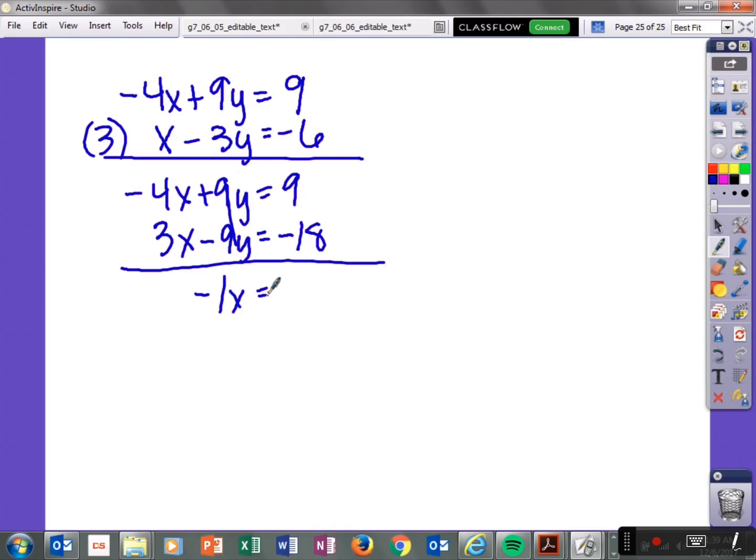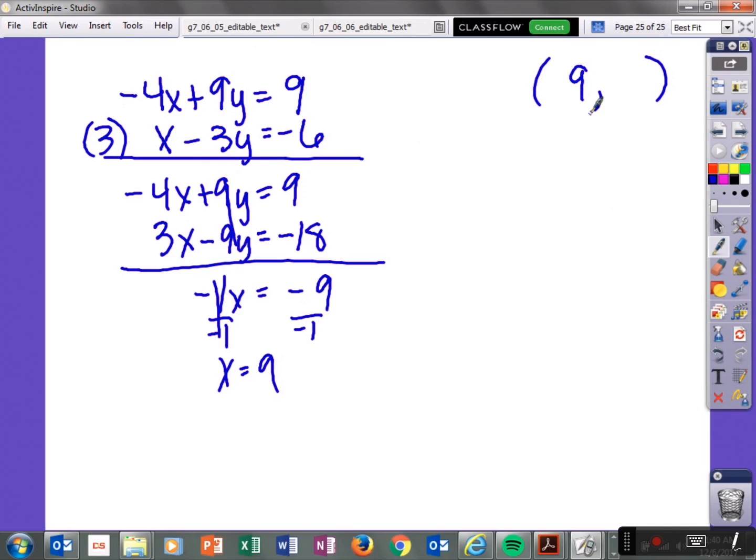9 minus 18, or 9 plus negative 27. Negative 18. Negative 27. No, minus 9. Is x by itself yet? No. We still need to divide by negative. Good. So x equals positive 9.